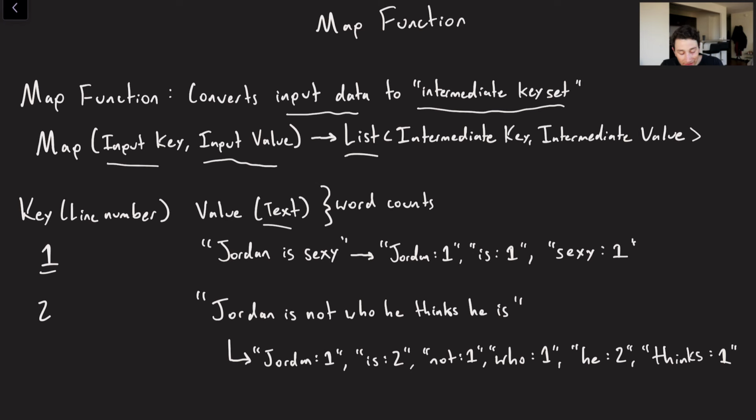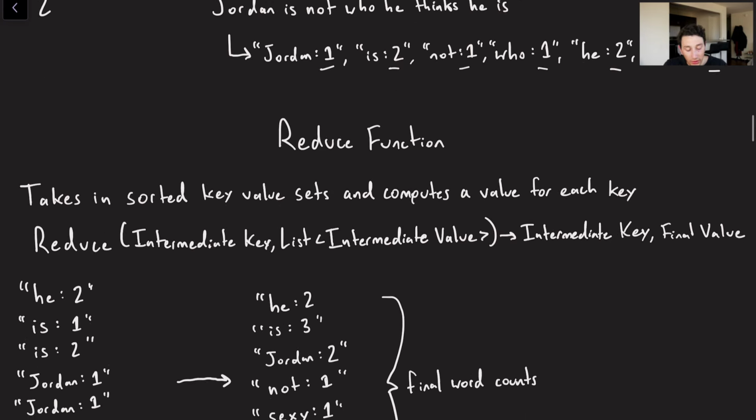An example of a mapper function would basically be taking all of these words and then returning the count of each. So in this case, there's one Jordan, there's one is, there's one sexy, and in the second case, there's one Jordan, there's two ises in that sentence, there's one not, there's one who, two he's, and one thinks. Hopefully the map function is making sense. I'm sure you use it in your day-to-day coding job all the time. You're literally taking something and you're mapping it to a different value. Cool.